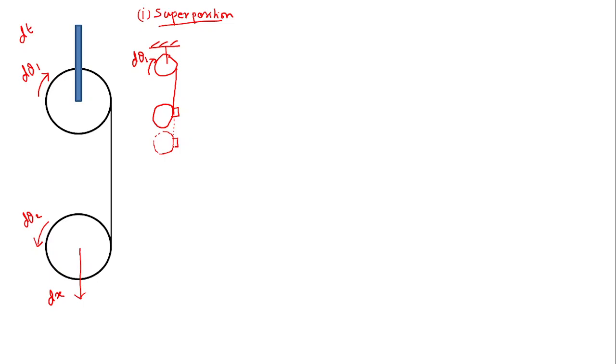Let us say it will come somewhere here. The sellotape is still there. So what will this distance be? Obviously, if r is the radius, then this will be r d theta 1. Simple. So the contribution of d theta 1 is r d theta 1 downward.